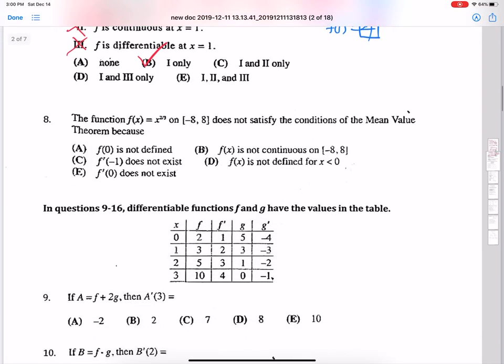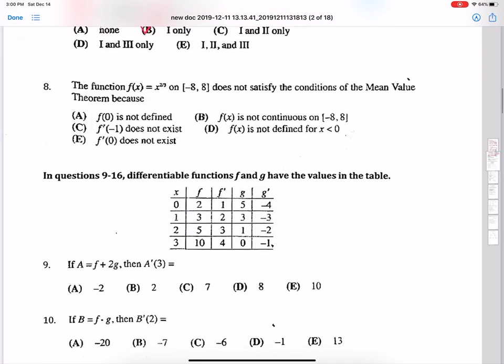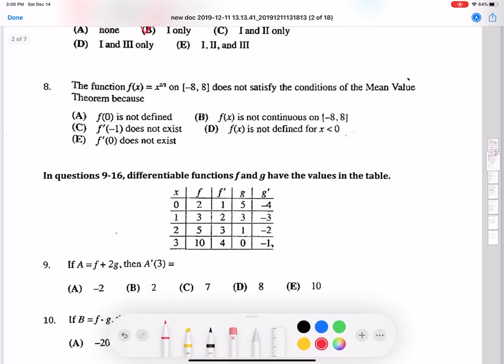Next problem, number 8. The function f of x is x to the 2/3 power, which means the cube root of x squared. The graph looks like that. If x is 0, y is 0. If x is 1, y is 1. But what about x equals negative 1? Still 1. So it looks like this.